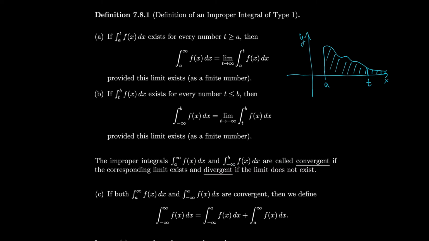One of the other possibilities for type 1, maybe I'll draw it like this. I'll put a and b in the same place, but it doesn't matter where b is. So let's say the function continues in this direction. In this case, we have an integral from minus infinity to b. So we put our t cutting off somewhere, we look at the area underneath, and then we keep moving t to the left towards minus infinity as we take the limit. If that limit exists, then we say that this integral exists.